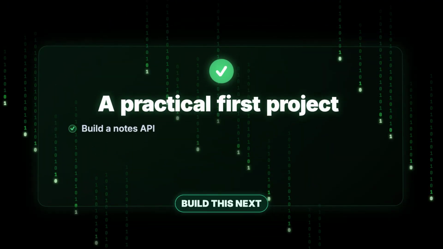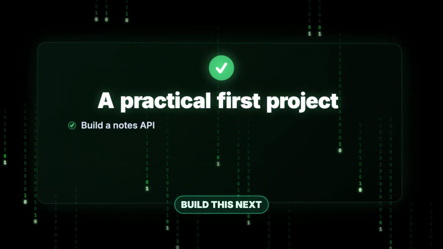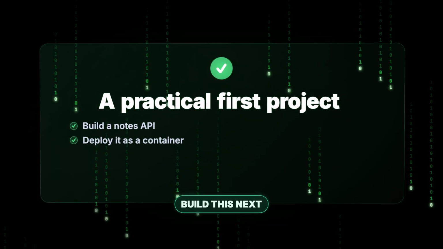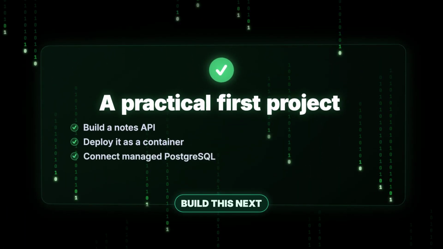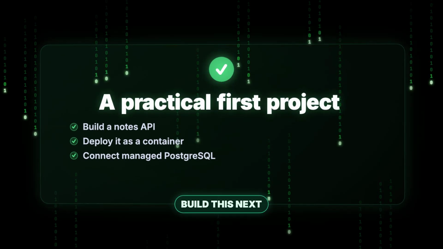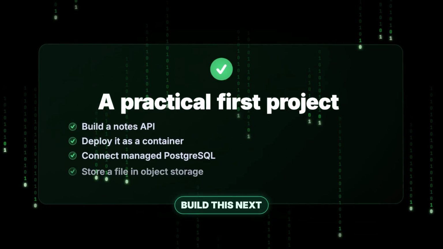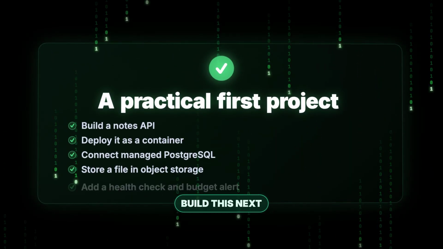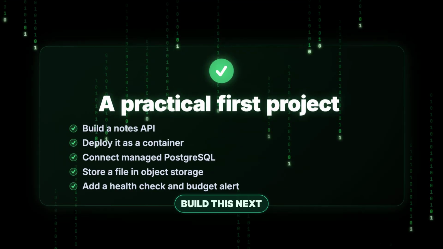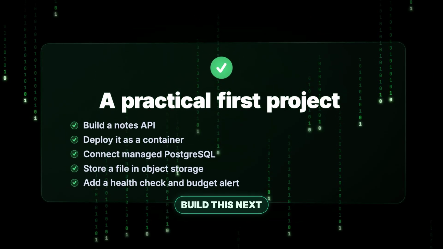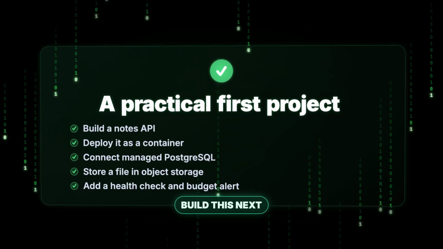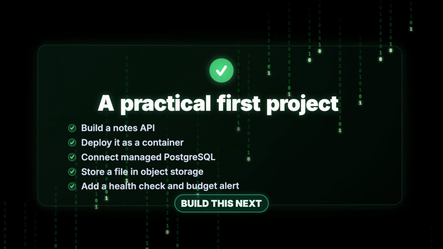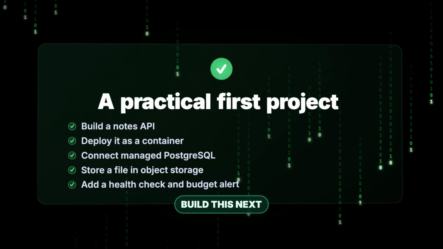For your first project, build a small Notes API. Package it as a container. Deploy it using an app platform or container service. Connect it to managed PostgreSQL. Upload one file to object storage. Add a health endpoint, logging, a backup setting, and a budget alert. That single project teaches compute, databases, storage, networking, identity, and operations. Repeat the same project on a second provider later, and the differences will become much easier to see.